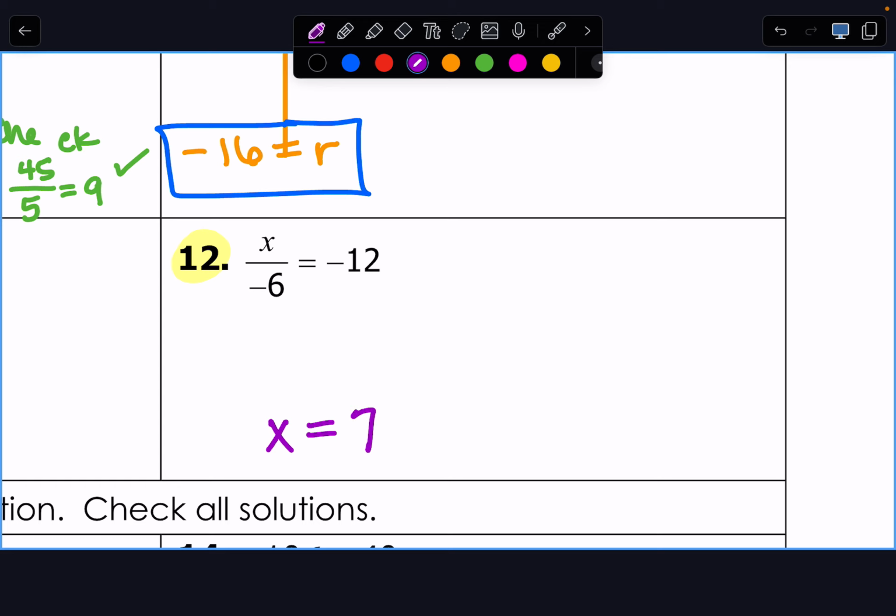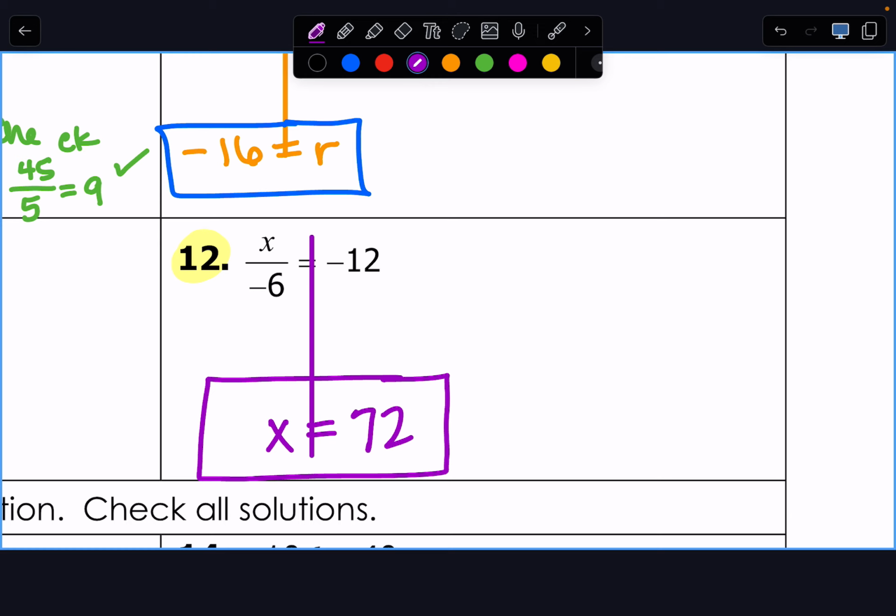72? Thumbs up, thumbs down. Do you agree with x equals 72? I'm not seeing a lot of thumbs. Good. Thumbs up, thumbs down. X equals 72. Okay, good. Let's talk about it. Matthew, what did you do to get 72? All right, we got to get rid of this negative 6. And since negative 6 is tied to x by division, we are going to multiply both sides by negative 6. Negative 12 times negative 6 is 72.